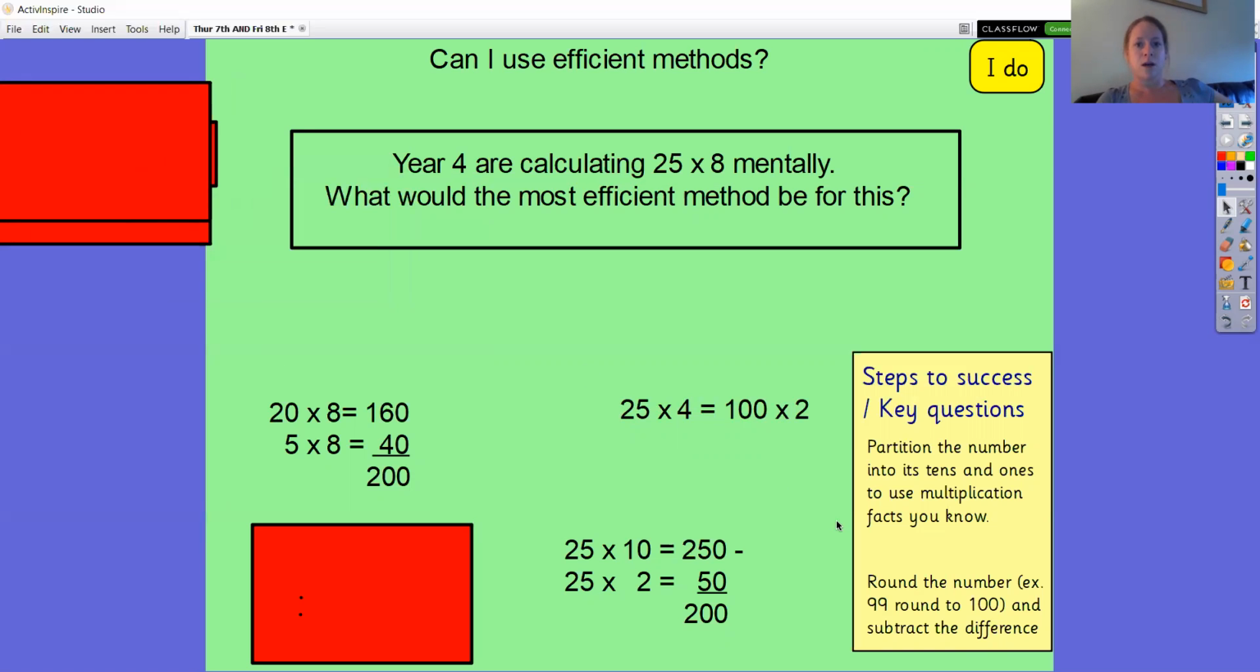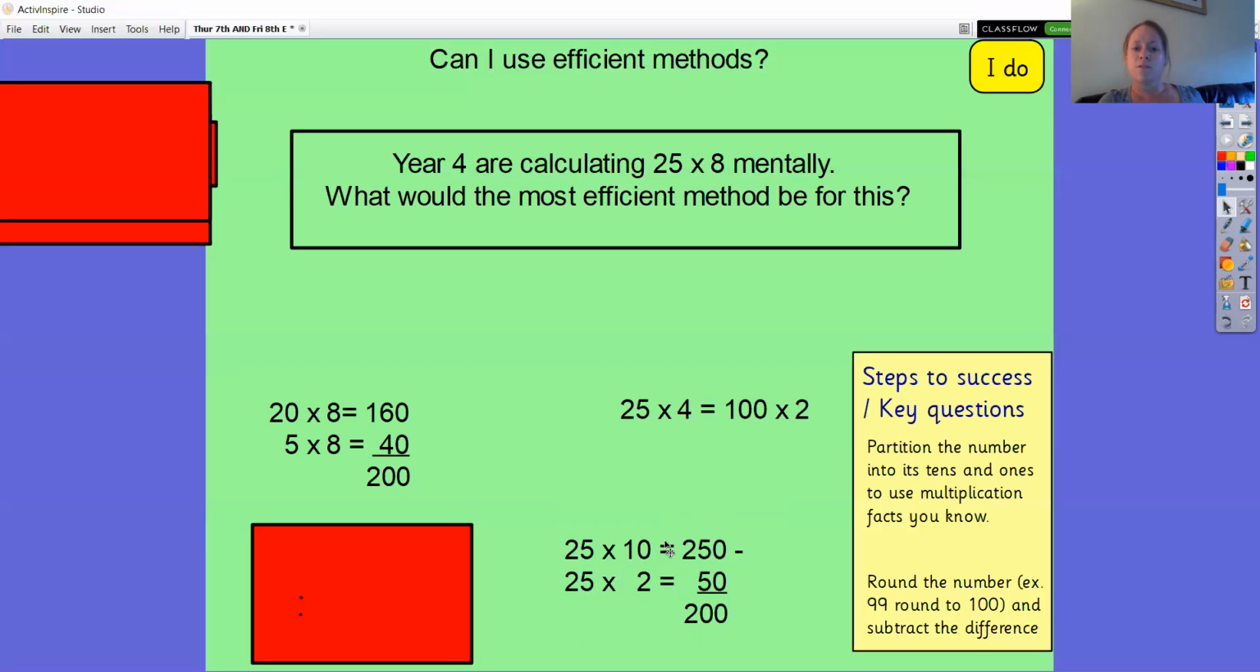So you could do 25 times 10 first. And so you're doing times 10 instead of times 8. You're saying 25 times 8 is a bit tricky, but I do know how to do 25 times 10. So I'm going to do 25 times 10, which is 250.